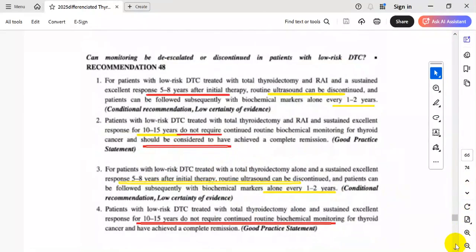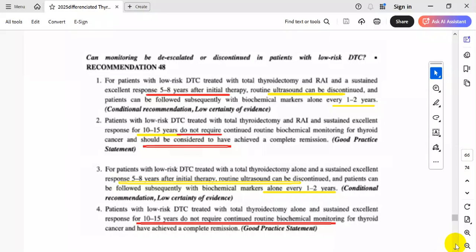Can monitoring be de-escalated or discontinued in patients with low risk DTC? As we said before, for patients with low risk DTC treated with total thyroidectomy and radioiodine therapy and sustained excellent response 5-8 years after initial therapy, routine ultrasound can be discontinued, and patients can be followed subsequently with biochemical markers alone every 1-2 years. This is a conditional recommendation.